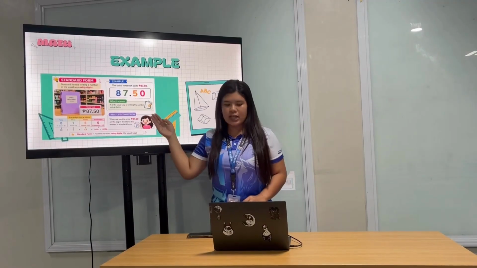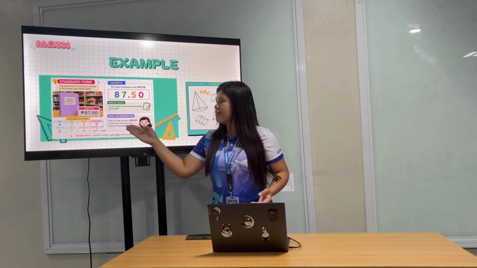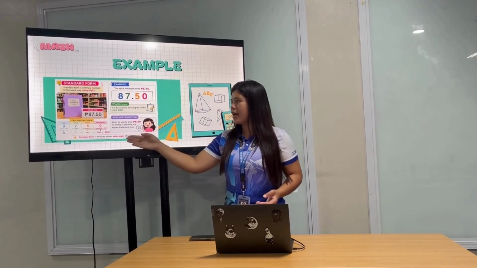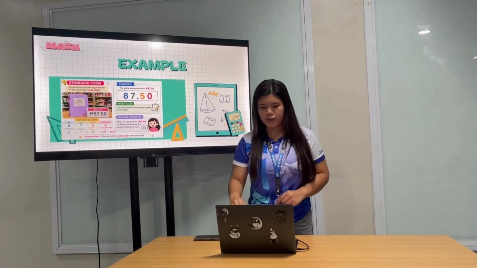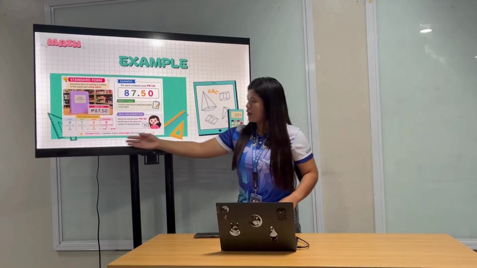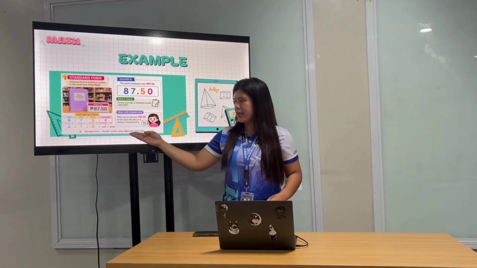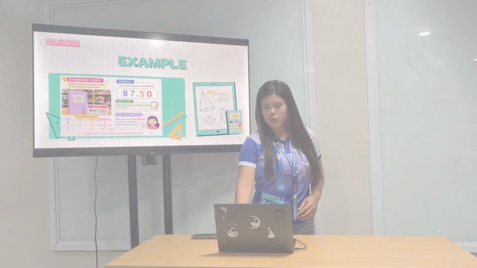In a real life connection, when we see the price 87.50 pesos on the tag in the store, it is written in standard form. So standard form is a number written using digits, the usual way.